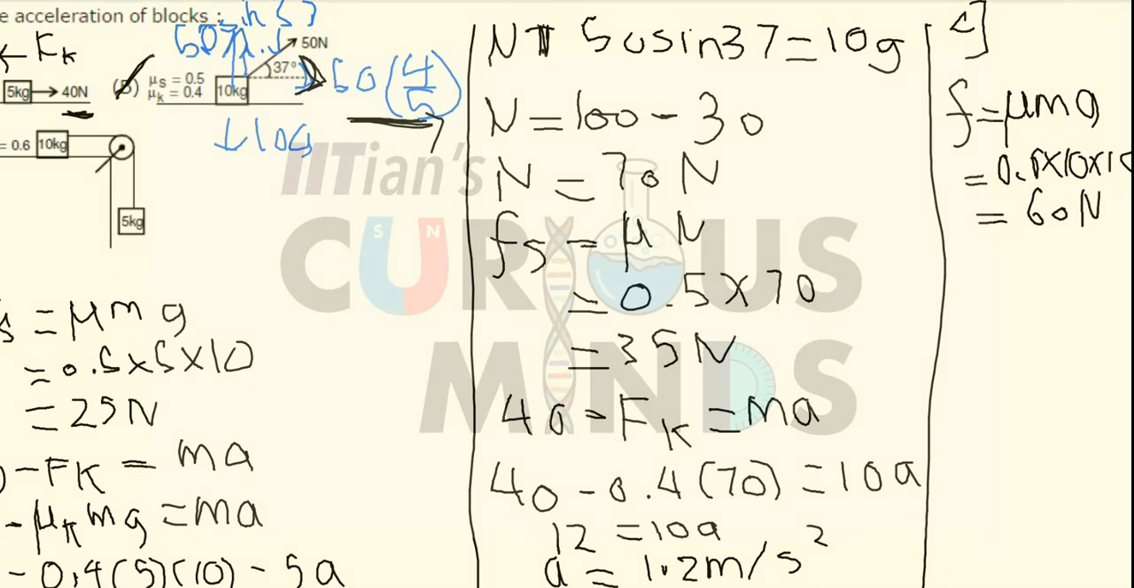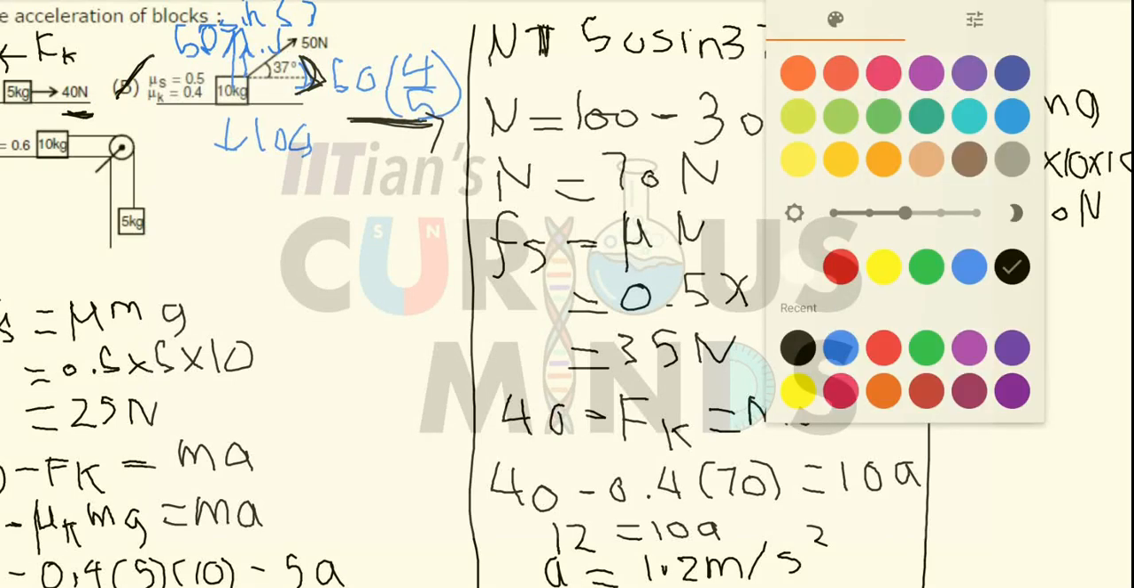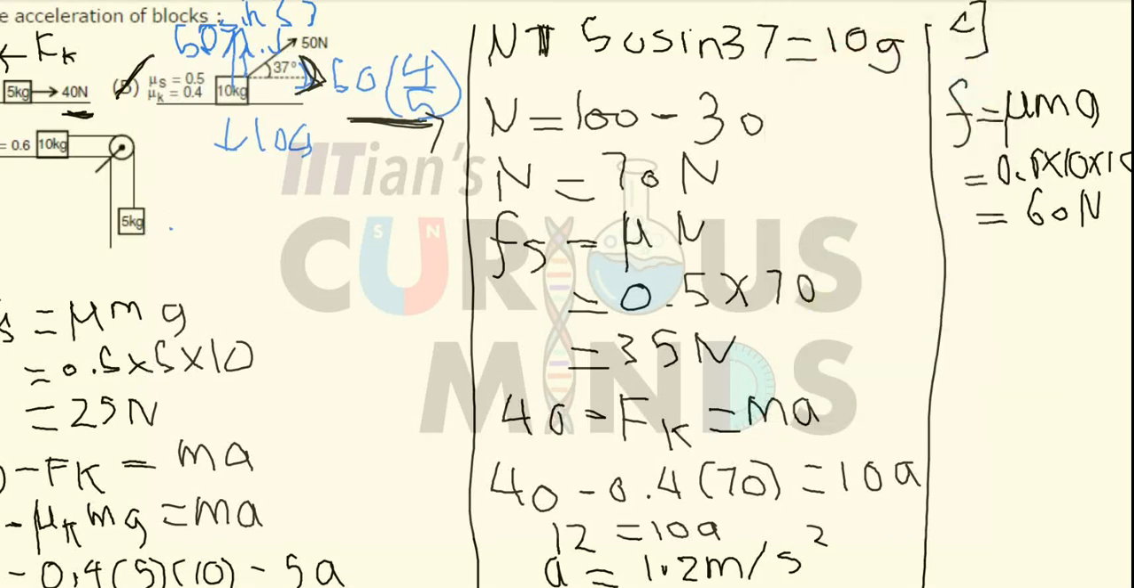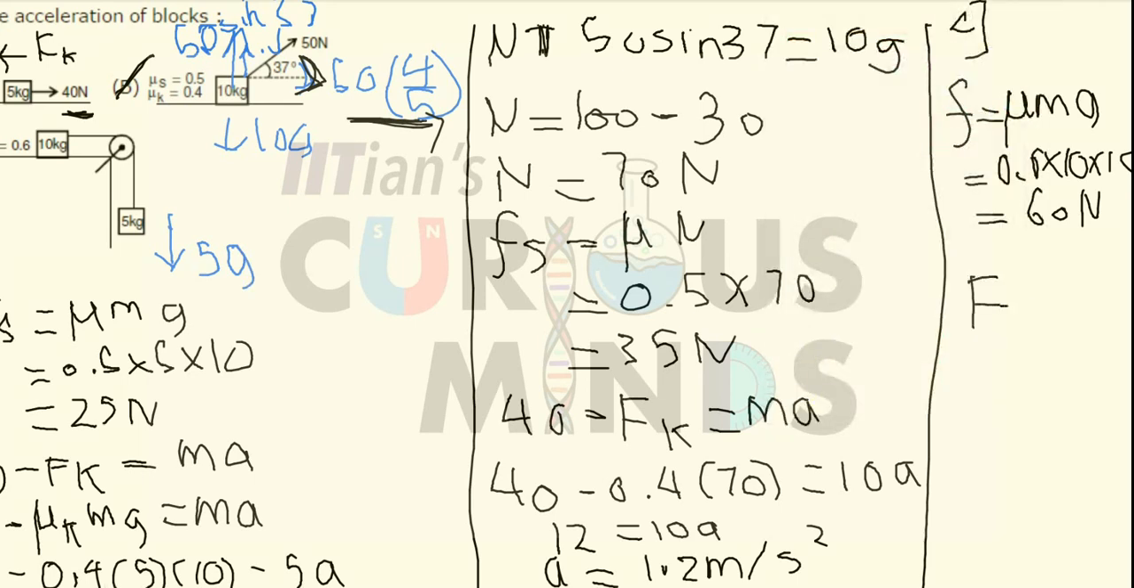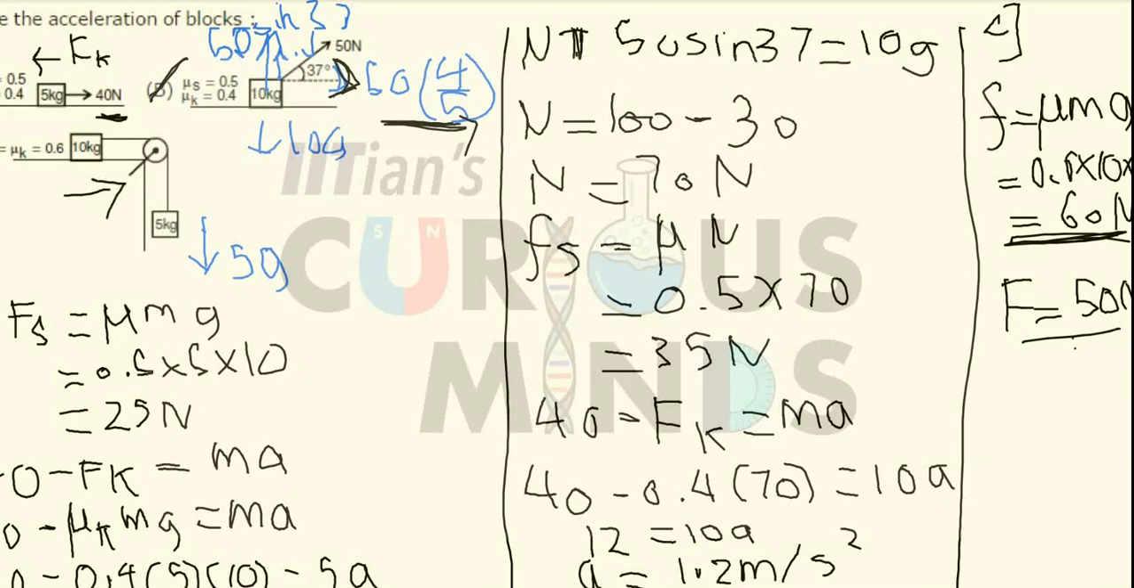Now the maximum tension that acts on the 5 kg body, the maximum force that can be applied in the downward direction, will be equal to 5g, that is 50 Newton. Since it is smaller than the frictional force, this force cannot drive the 10 kg block in the right hand side direction. So the acceleration of both the blocks in this case will be equal to 0 meter per second square.